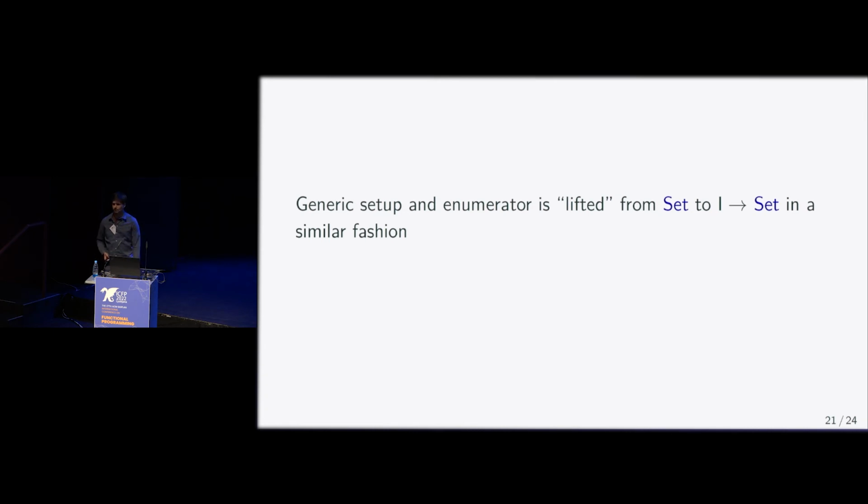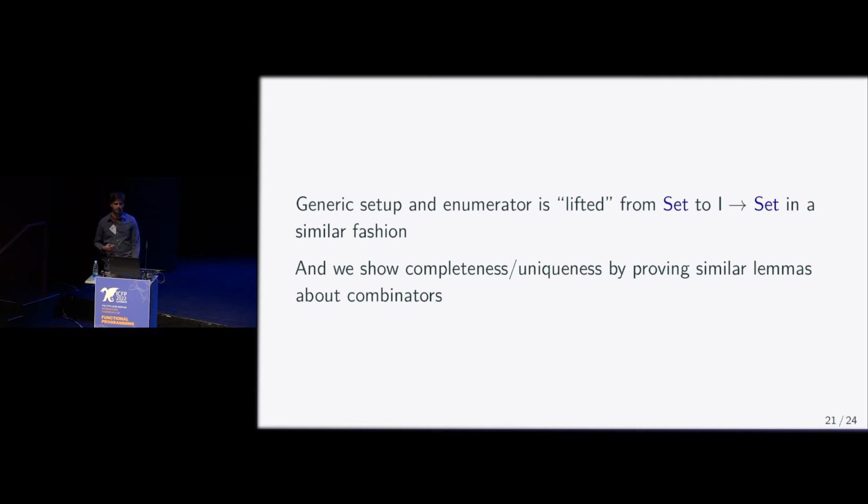And to adapt the generic setup to index types, we use a very similar lifting from set to I to set. And actually, the completeness and uniqueness proofs in the index setting go through using very similar lemmas about the combinators that we use to implement the generic enumerator.